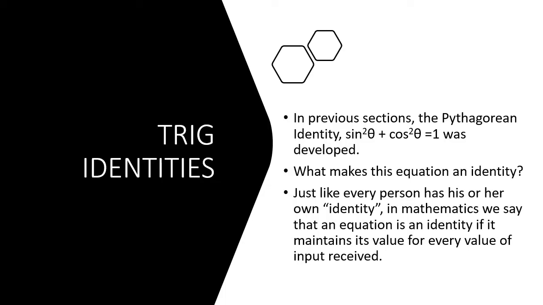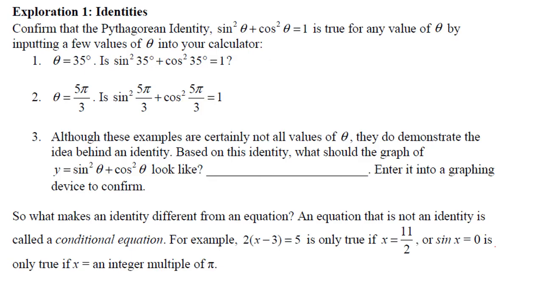So in our previous sections, we learned that sine squared theta plus cosine squared theta equals 1. What makes this an identity is that, just like every person has his or her identity, we say that an equation is an identity if it maintains its value for every value of the input. So no matter what I put into this equation, it's always going to equal 1. That's what makes it an identity. It doesn't change who it is. So if we look here, we're just going to confirm that the Pythagorean identity is true for any theta.